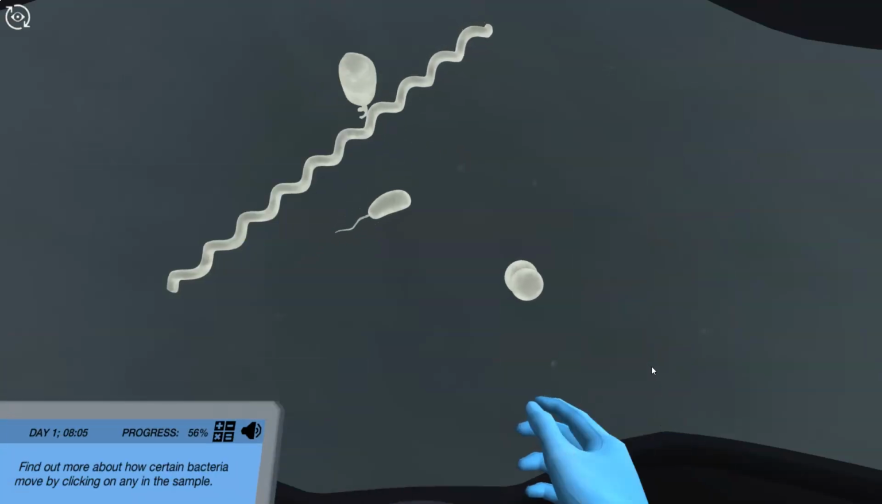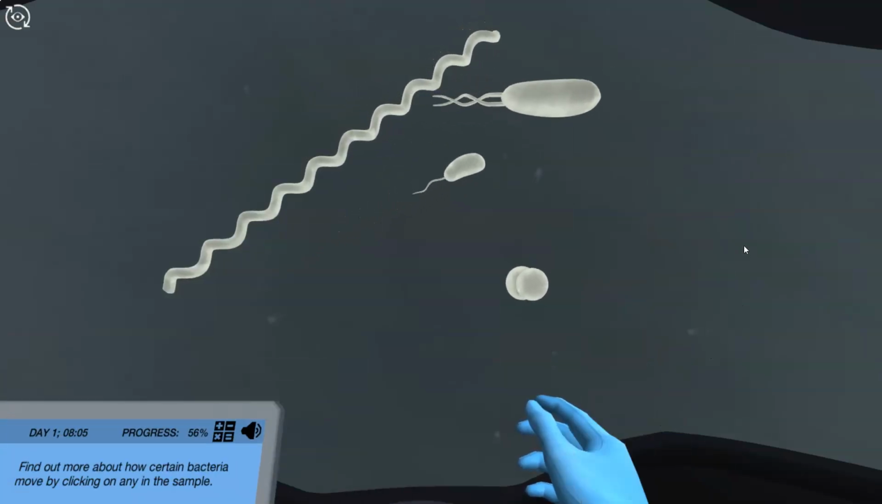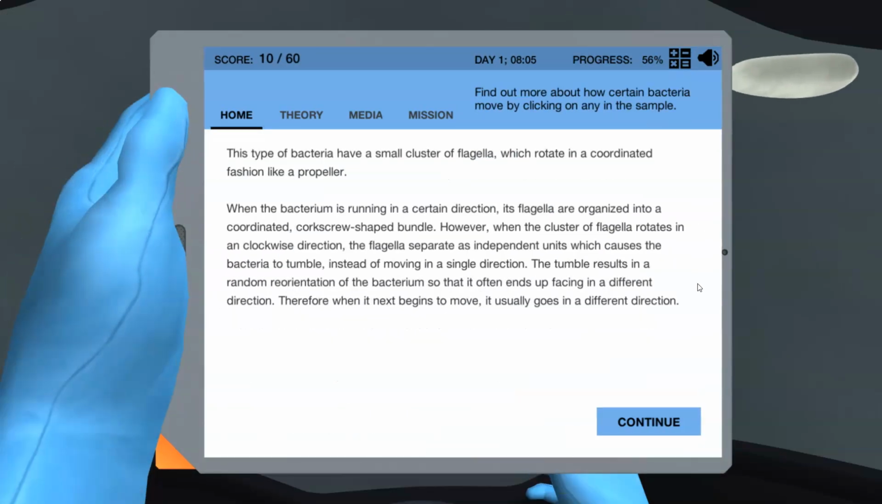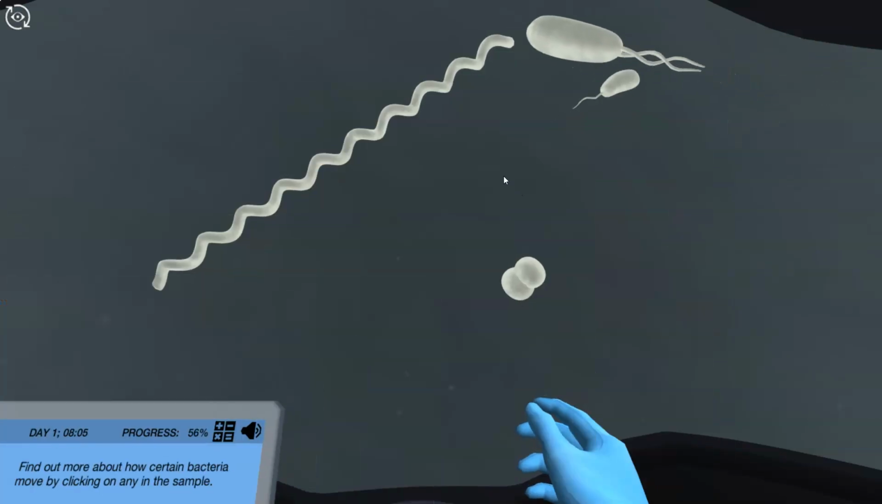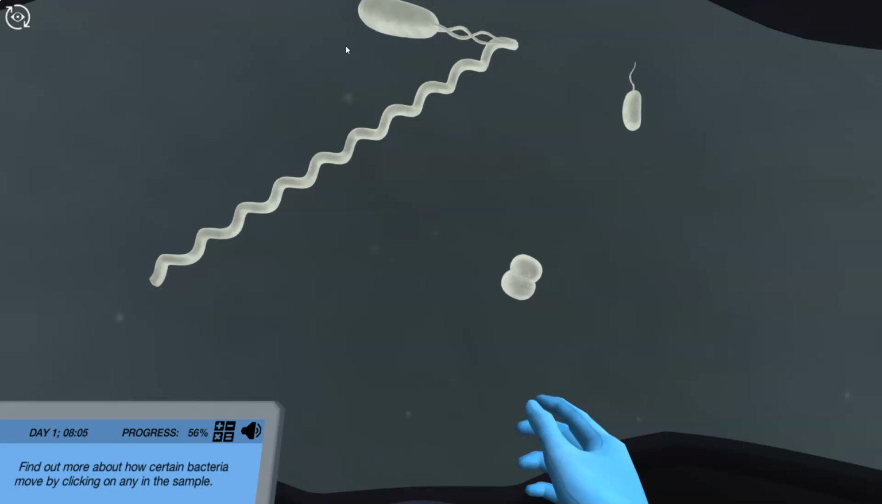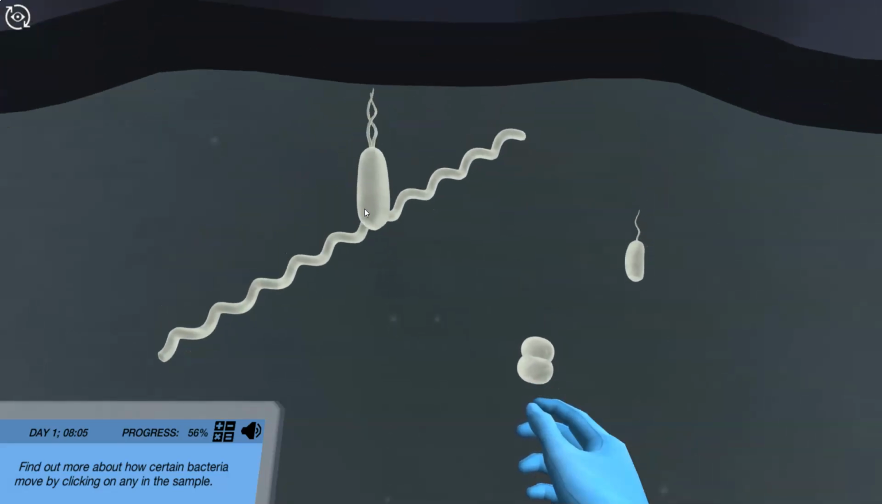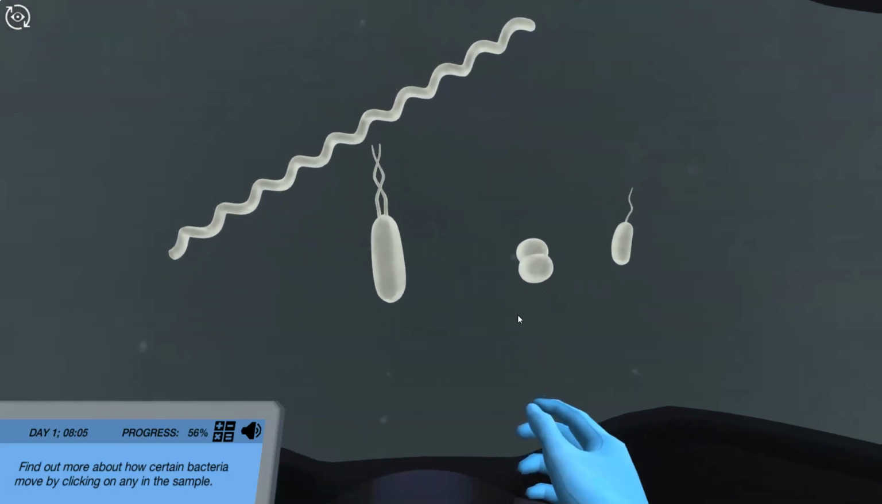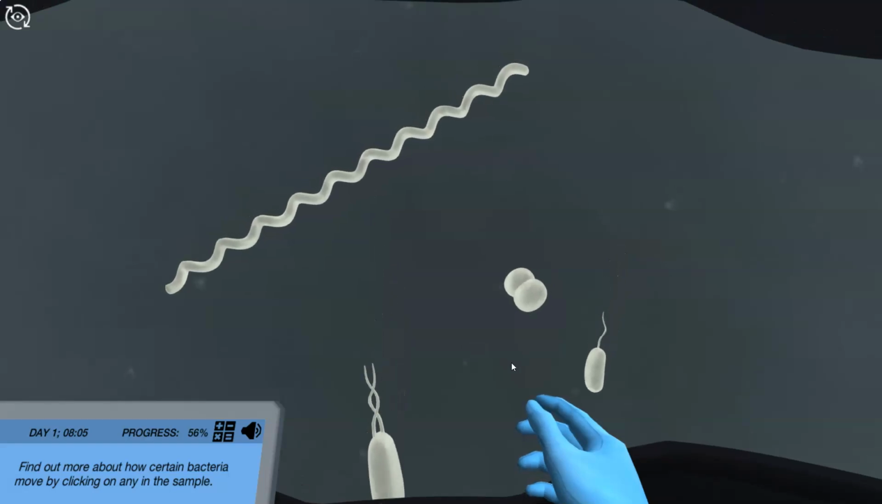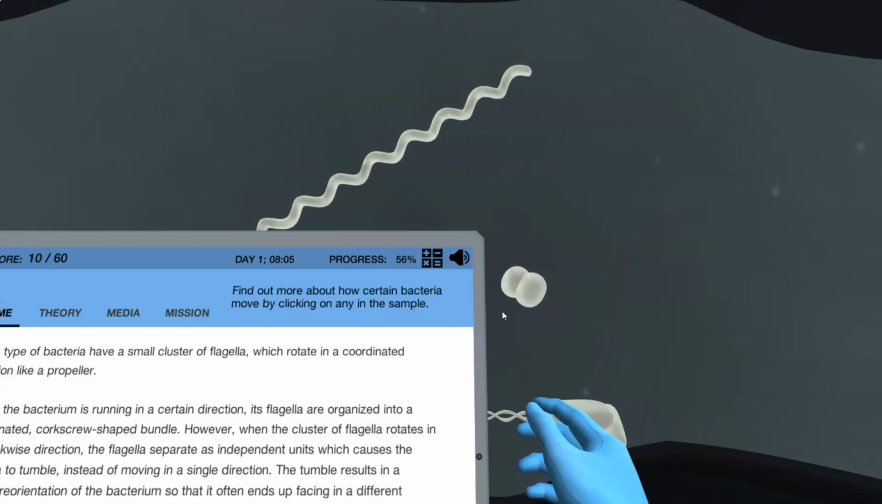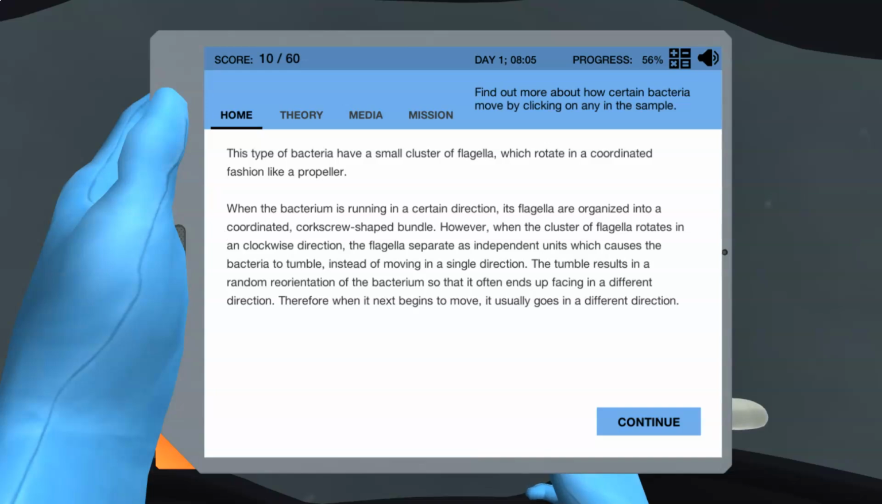Find out more about how certain bacteria move by clicking on any in the sample. This type of bacteria have a small cluster of flagella, which rotate in a coordinated fashion like a propeller. When the bacterium is running in a certain direction, its flagella are organized into a coordinated, corkscrew-shaped bundle. However, when the cluster of flagella rotates in a clockwise direction, the flagella separate as independent units, which causes the bacteria to tumble, instead of moving in a single direction.